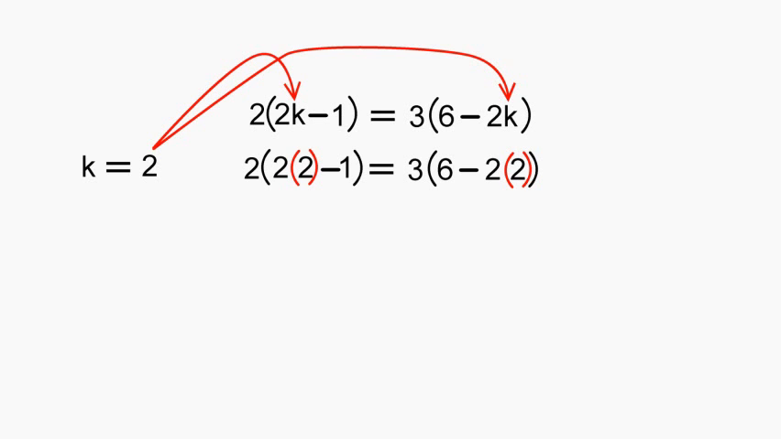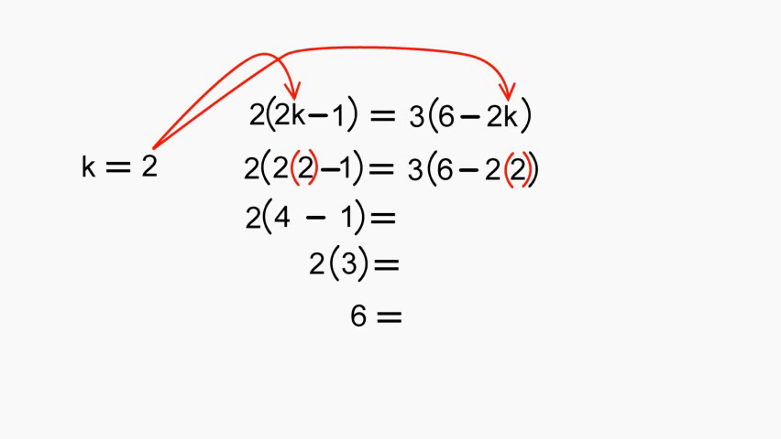I'll do the arithmetic on the left side first. I first have to do the innermost parentheses arithmetic first, which is 2 times 2 equals 4. Then I have to finish the arithmetic inside the parentheses, which is 4 minus 1, which is 3. Next, I finish multiplying 2 times 3, which is 6.